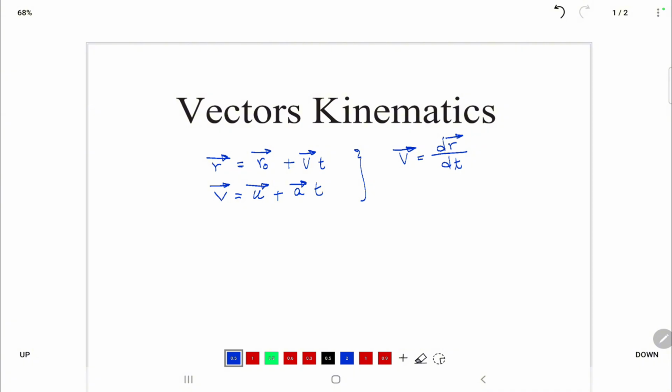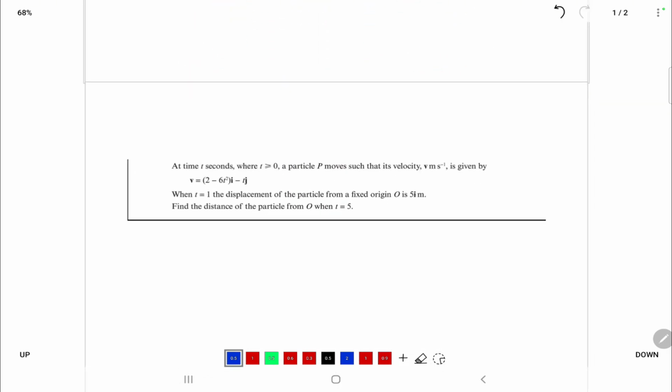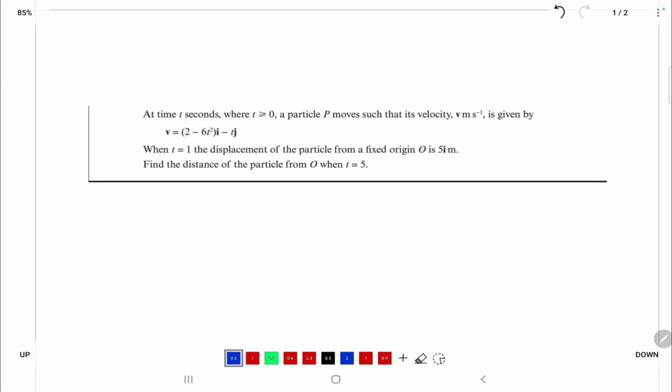So today we will have another example based on this equation, the vector kinematics. This is a treatment of the kinematics using vectors. So we will have another example.